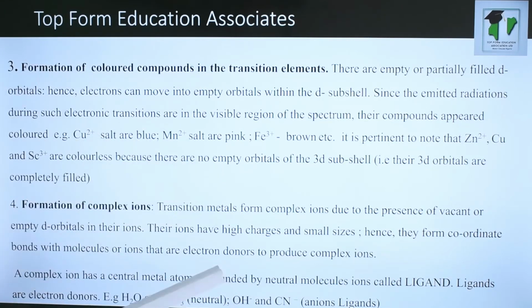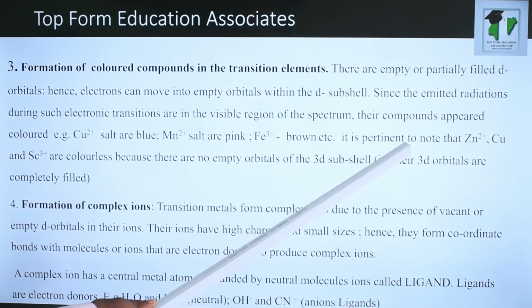But for some of them that have complete 3d orbitals, there is no color change. For instance, zinc. Zinc has atomic number 30, and it is colorless because it does not have any partially filled 3d orbital. The 3d orbitals in the zinc atom are all completely filled. So there is no transition, and therefore it is whitish in color, or you can say it is colorless.